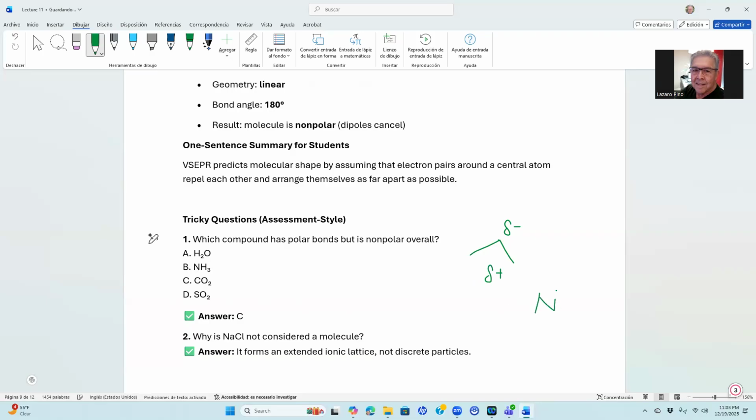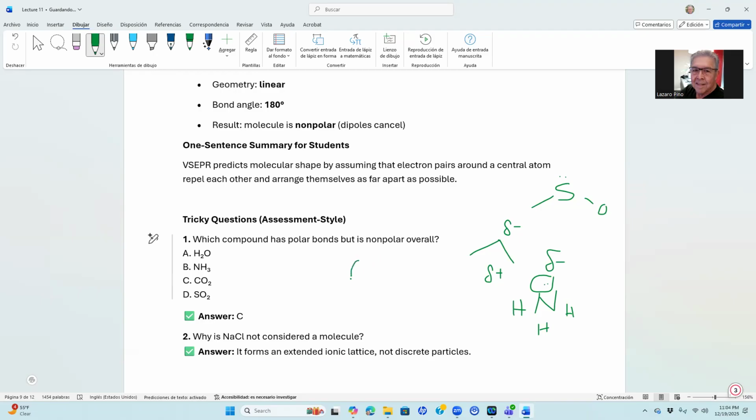What is the problem with ammonia? Ammonia has a lone pair of electrons, and this will give a delta negative charge on this side. Then it's also polar. What about SO2? You have S, you have the oxygen on both sides, and SO2 is also polar because you have lone pairs. So it is not linear.